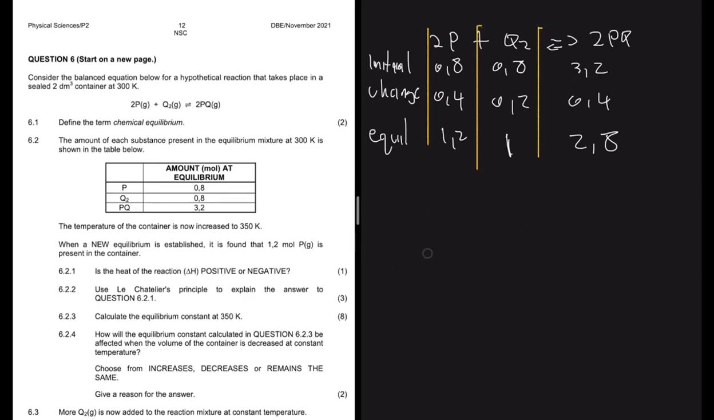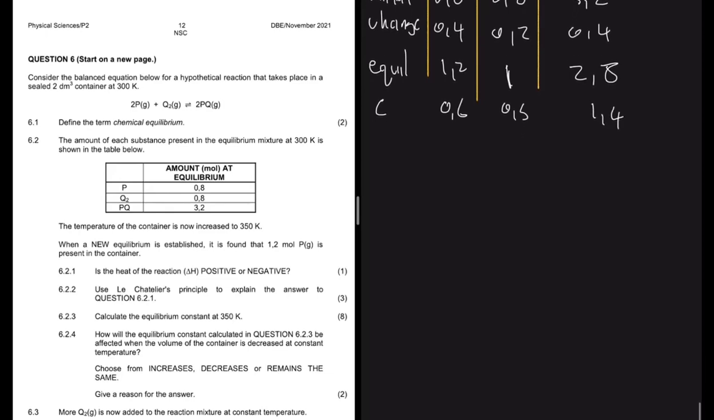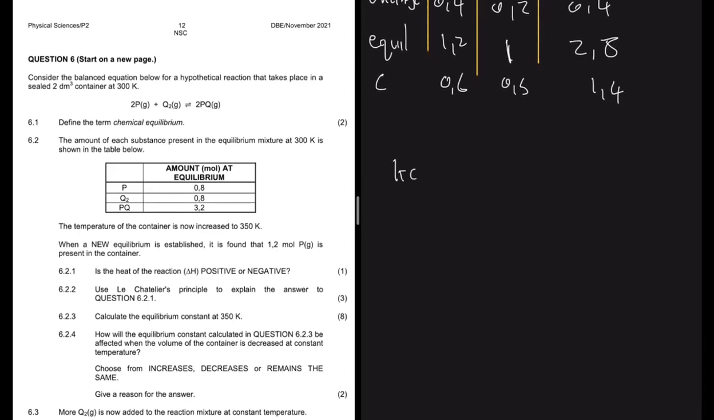When we get to this step, all we are left to do is find the concentration, and then we can substitute it in our equation. We have already established that our volume is 2 decimeter cube. So for 2P, we say 1.2 divided by 2, which gives us 0.6. For Q2, it will be 1 divided by 2, which gives us 0.5. And for 2PQ, that will be 2.8 divided by 2, which gives us 1.4.